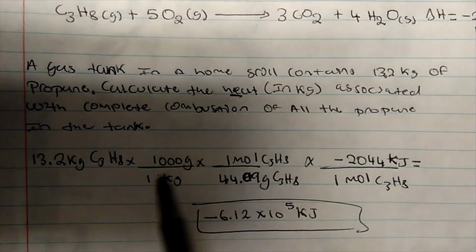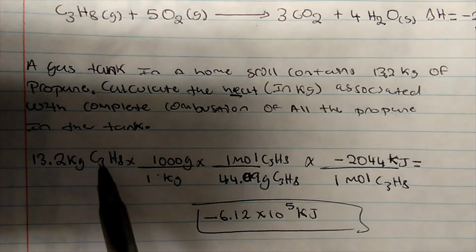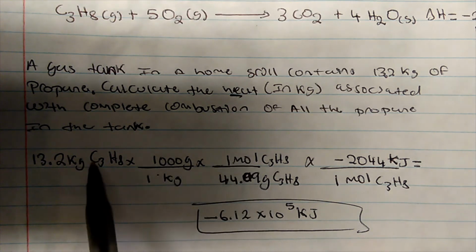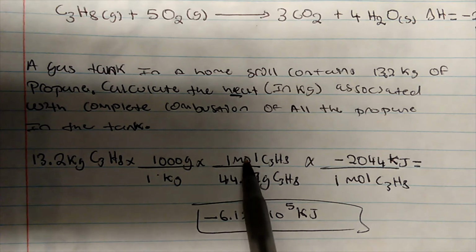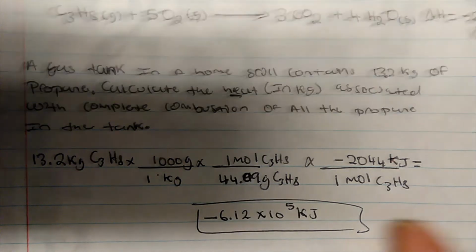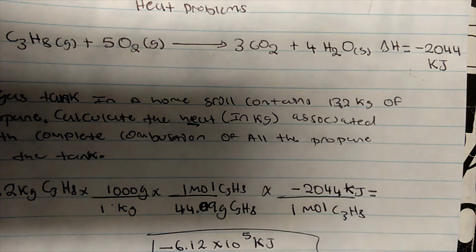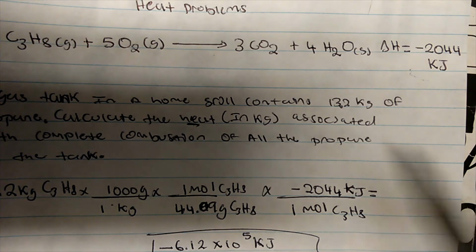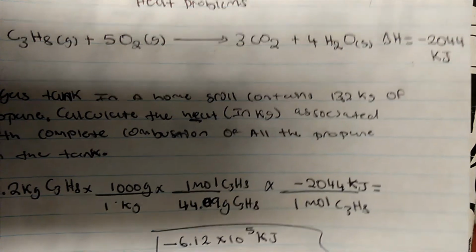So that's the idea. I didn't have grams, so the calculation wasn't straightforward. I had to go to grams first, and then use propane's molar mass to convert to moles, and then from there I could use the delta H of the reaction to get the amount of kilojoules being released. It should make sense that the answer is negative, because this is a combustion reaction. It's exothermic, so energy is leaving the system.